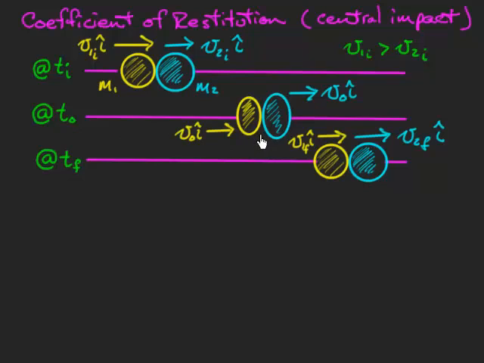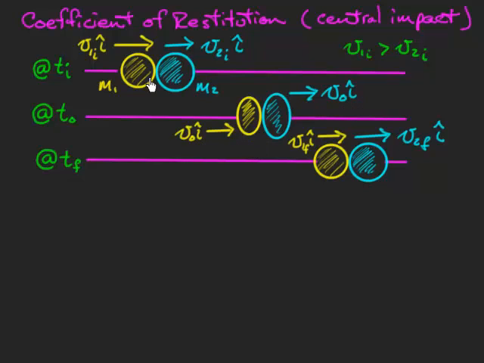At their maximum deformation, remember the softball came to a momentary stop. When we get the two objects at t0, at the maximum deformation, they all of a sudden match their speed exactly. The two objects have the exact same speed. I call that v0, v0 i-hat, for both of these objects.